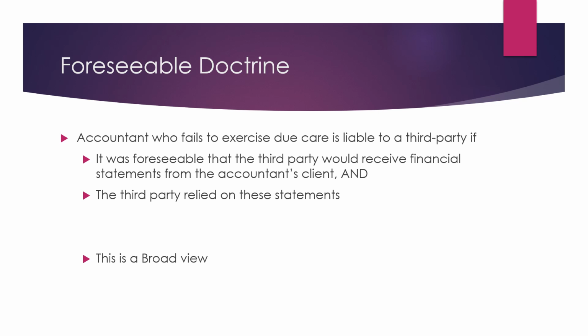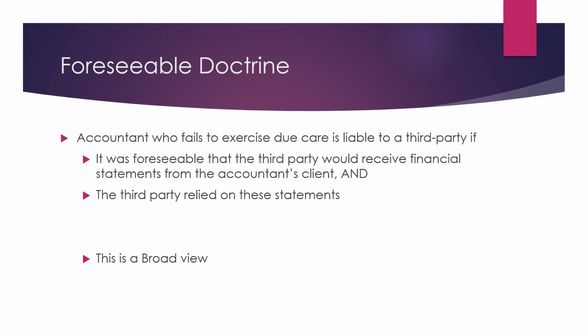The next doctrine is the Foreseeable Doctrine. This is the other end of the spectrum of the Ultramares Doctrine. The Ultramares Doctrine was a narrow view. It's hard to get liability on an accountant, and like I said, only a handful of states adopted that doctrine. Well, on the other end, this is the broad rule, making it much easier to impose liability on an accountant, and a handful of states have adopted this doctrine.